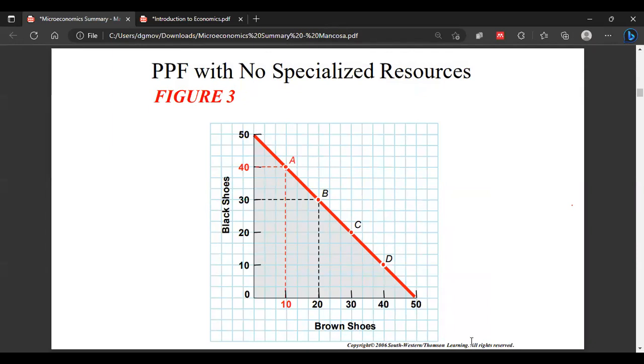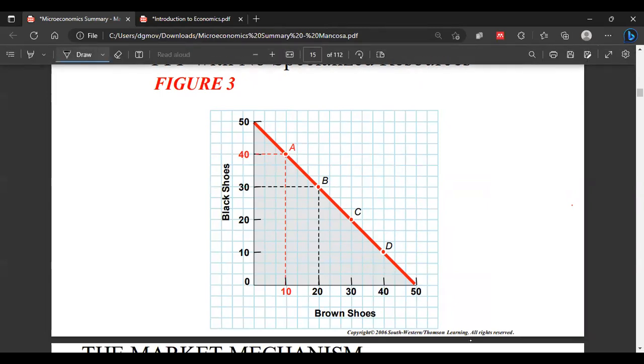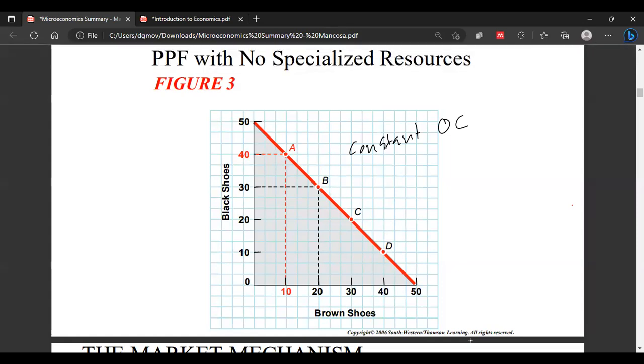A straight line PPC represents constant opportunity cost. Whether you produce brown shoes or black shoes, it's constant because there are no specialized resources. Hence, the opportunity costs are not increasing. They only increase if you are using specialized resources, and then the curve becomes concave to the origin.